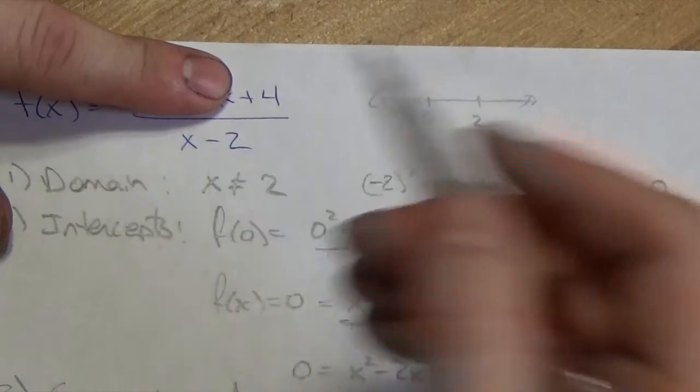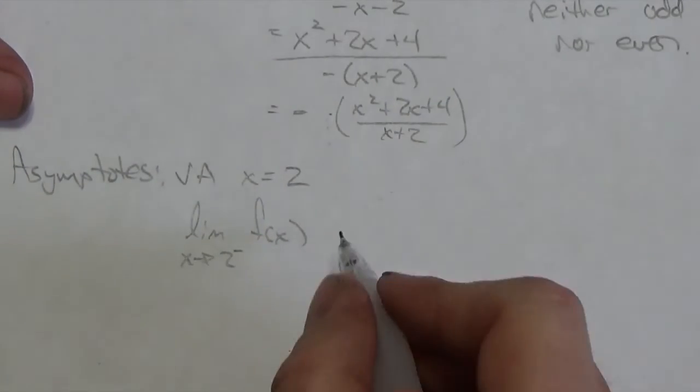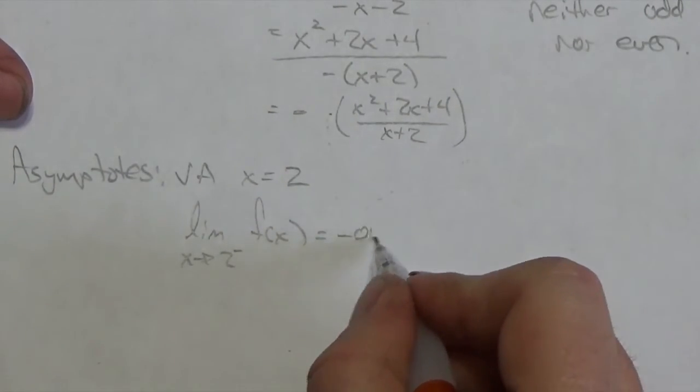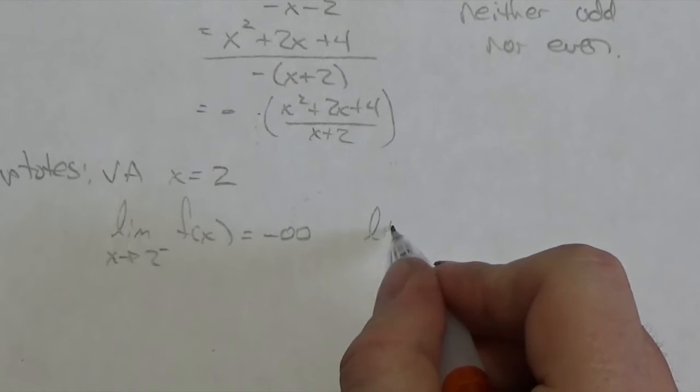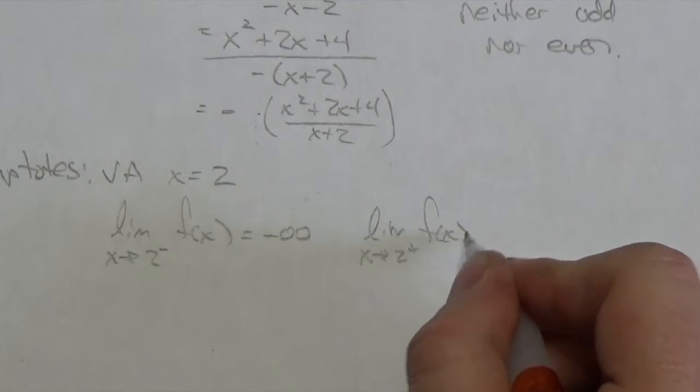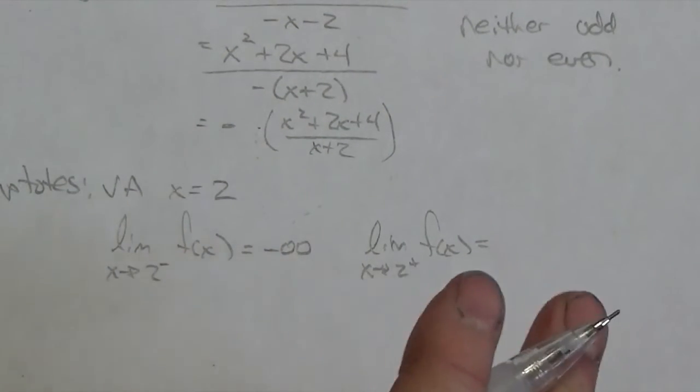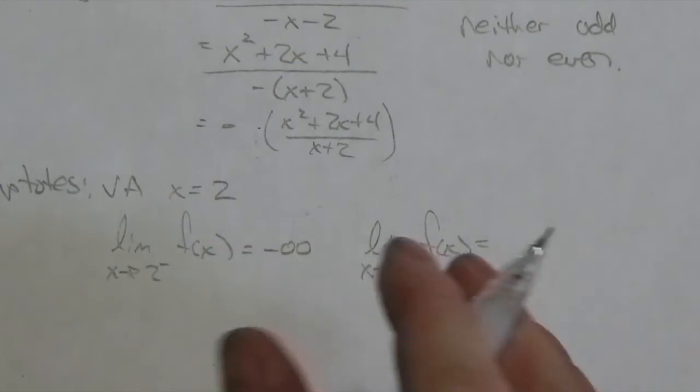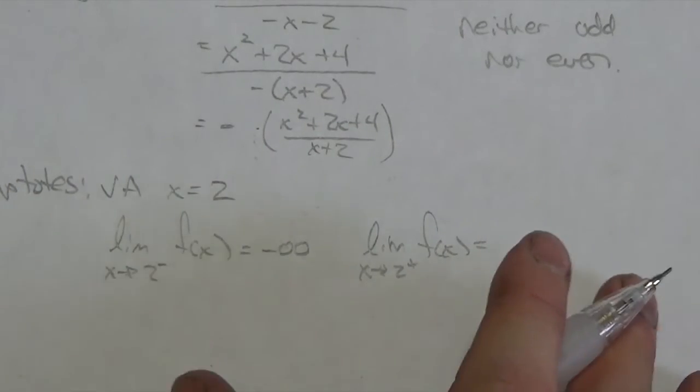So positive over a negative, this whole thing down here is actually going to go to negative infinity. If you take the limit as x approaches 2 from the right, and okay, listen, I know what I'm doing is a little quick and confusing. If you watch it again, hopefully you'll see what I'm doing here.